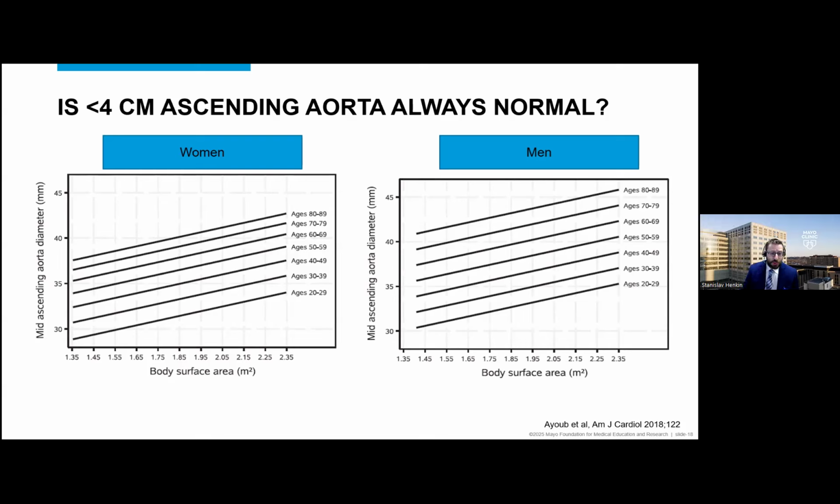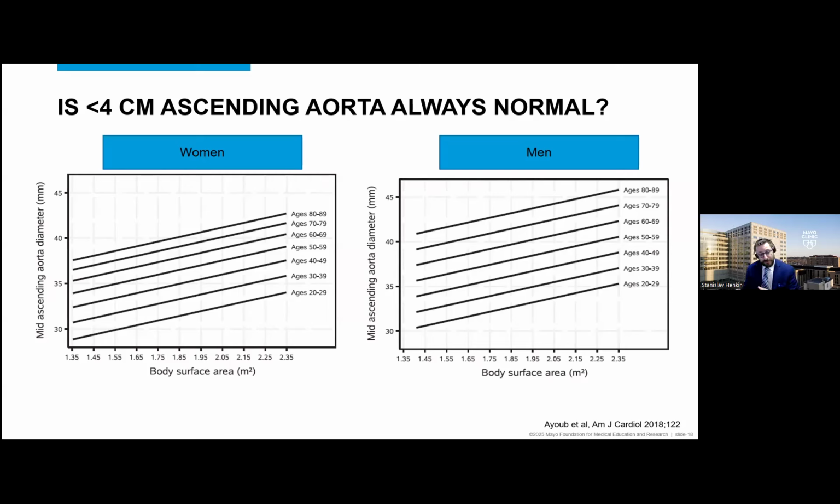So if you're a 2 meter squared man who's 40 years old, your upper limit of normal is not 40. It's actually around 36, 37. And in women, if you take a look at 1.75 meters squared and you are 40 to 49 years old, the upper limit of normal here is 34, 35 millimeters. So again, don't get stuck on numbers. Take multiple things into effect.